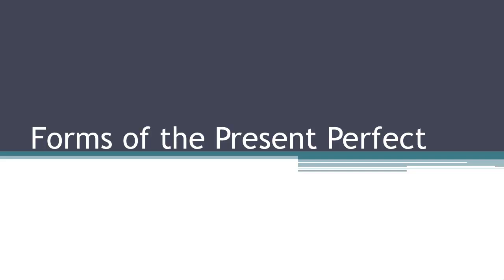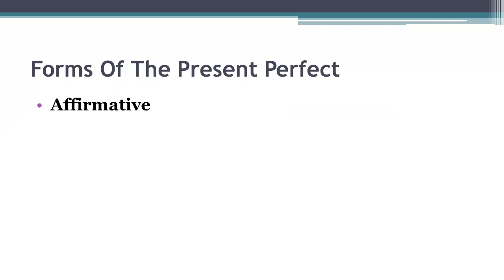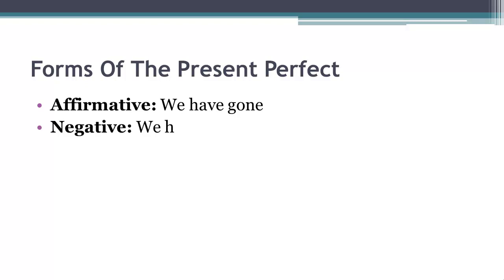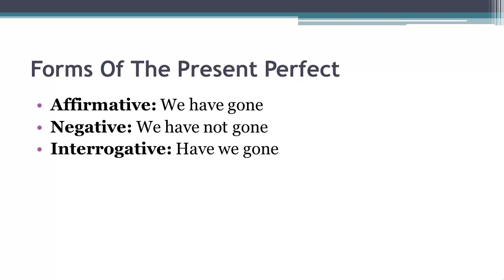Okay, now let's look at forms of the present perfect. First of all, we have the affirmative form in sentences like, we have gone, when we're stating a fact. We have the negative form when we deny something or say something that hasn't happened in sentences like, we have not gone. And of course, we have the interrogative form when we're asking questions in sentences like, have we gone? So you can see that we put have before the pronoun or the subject there.